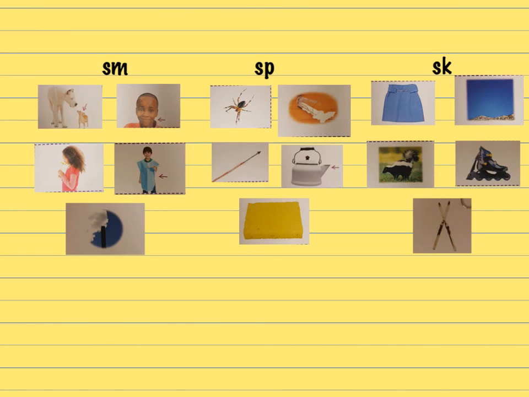So in the SM, sm blend, we have small, smile, smell, smock, and smoke. The SP, sp blend, we have spider, spill, spear, spout, and sponge. In the SK, sk blends, we have skirt, sky, skunk, skate, and skis.